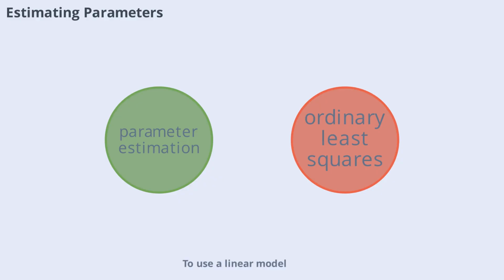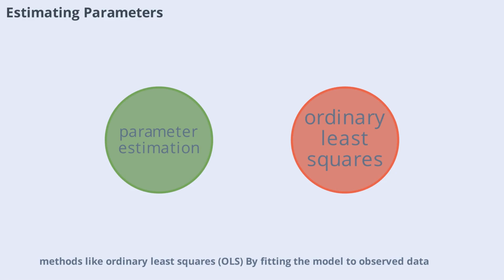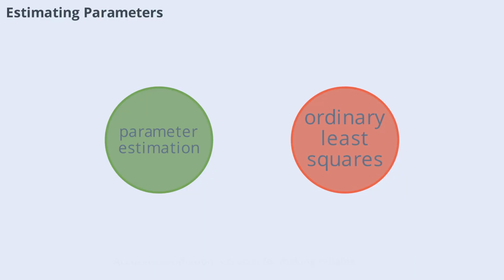To use a linear model, we need to estimate its parameters, the intercept and slope. This is usually done using statistical methods like ordinary least squares (OLS). By fitting the model to observed data, we find the line that best represents the relationship between variables. The estimated parameters tell us the strength and direction of the relationship. Accurate estimation is crucial for making reliable predictions and drawing valid conclusions from economic data.